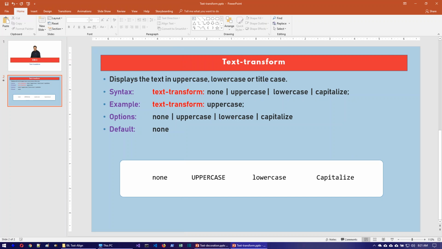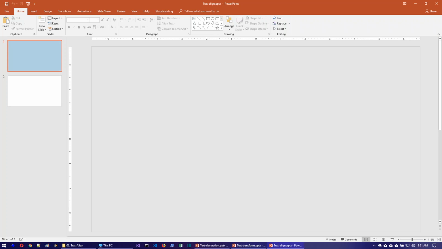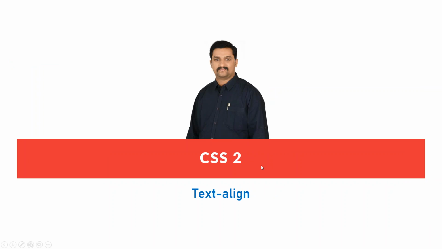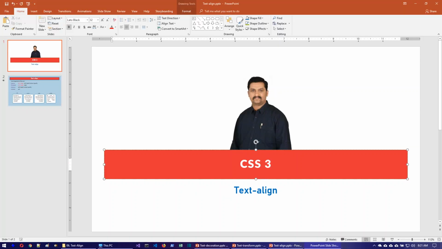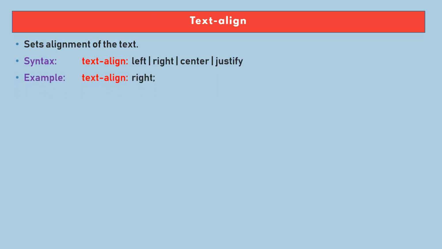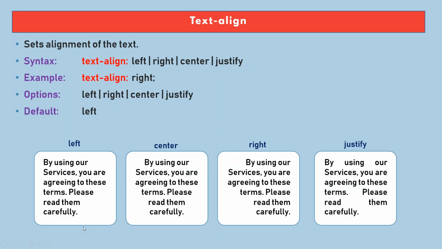Next, text align means it specifies alignment of the text, like left, right, center, justify alignments. So left alignment looks like this. Center alignment, horizontally will be center, right alignment, justify alignment.